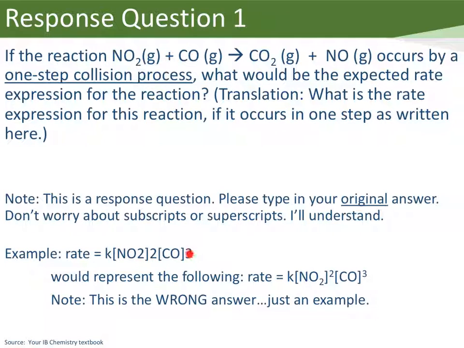NO2 squared plus CO to the third power would be second order for NO2, third order for CO. That's the wrong answer, but that's just an example of representing this. So I'm looking for you to write the rate expression for this overall reaction if it occurs by a one-step collision process.